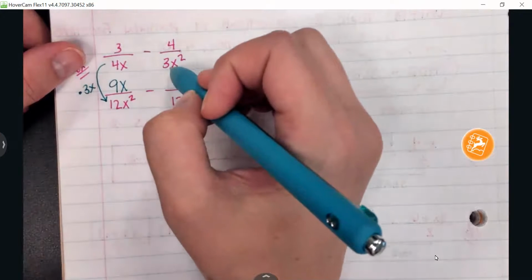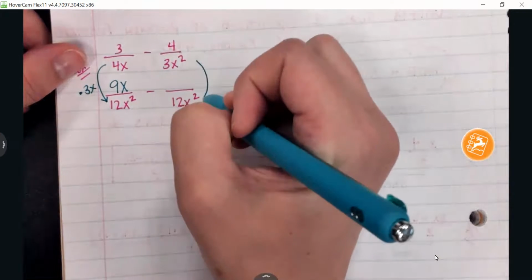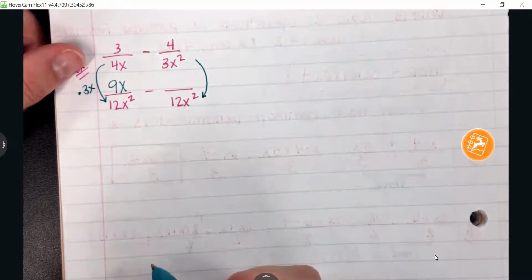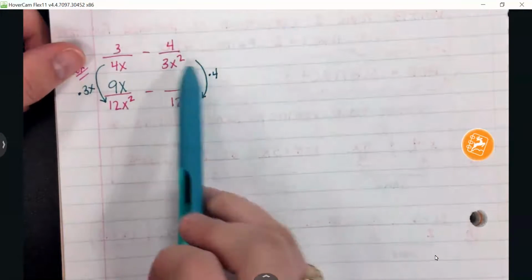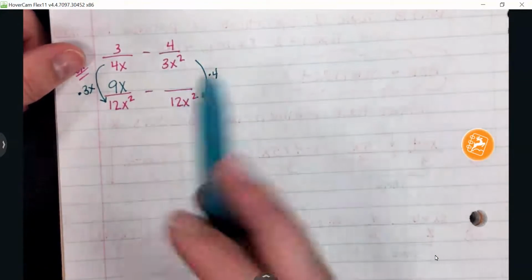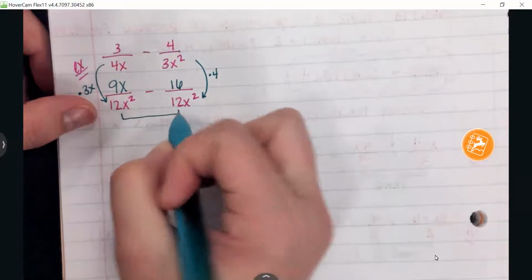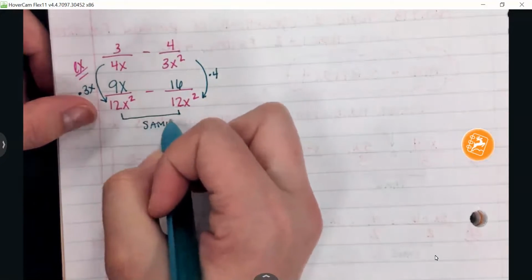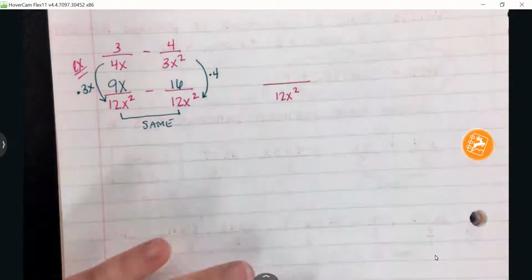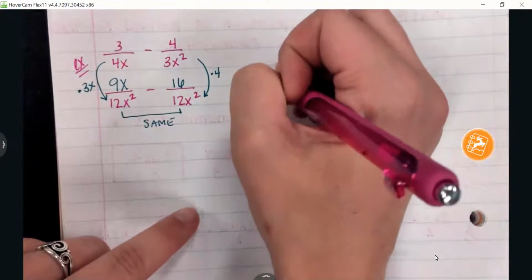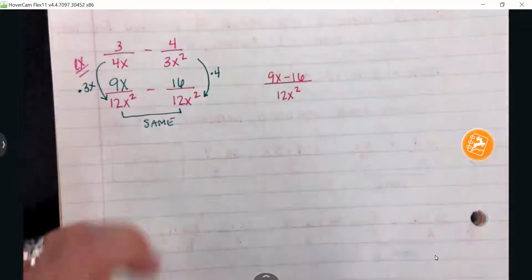How do I get from 3x squared to 12x squared? Multiply by 4. And if I multiply by 4 on the bottom, I do it on the top, so I have a 16. Now what do I notice about my denominators? They are the same. So I have one problem with a 12x squared on the bottom, and on top I have 9x minus 16.